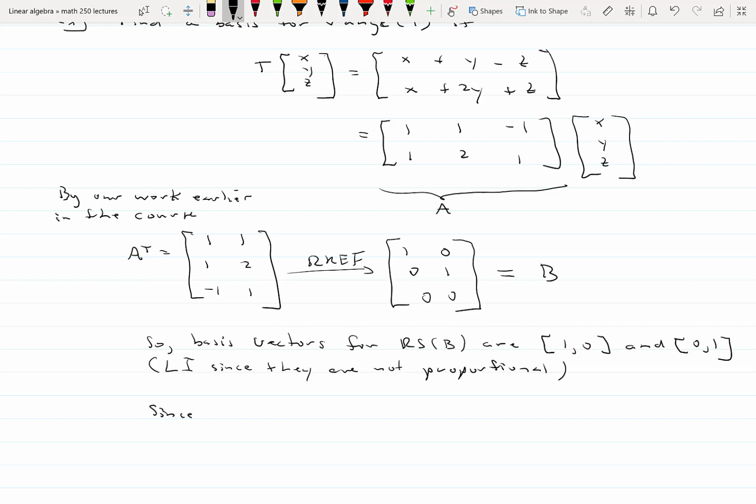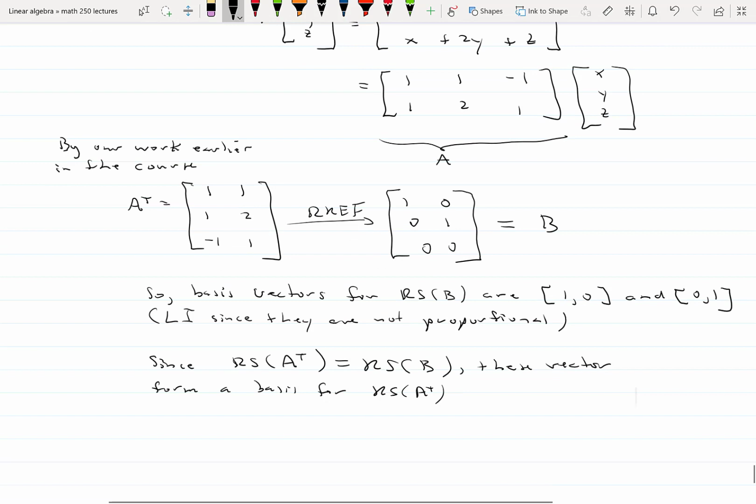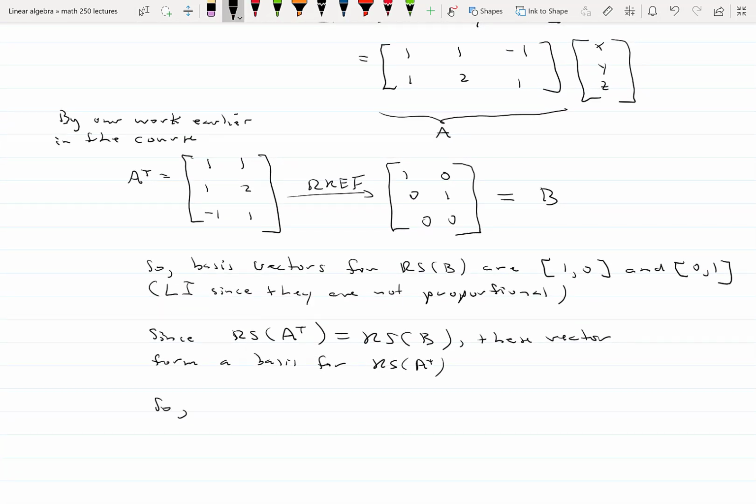Okay, since the row space of A transpose equals the row space of B, because the row space of a matrix is equal to the row space of any row equivalent matrix. This was a theorem long ago. These vectors form a basis for the row space of A transpose.